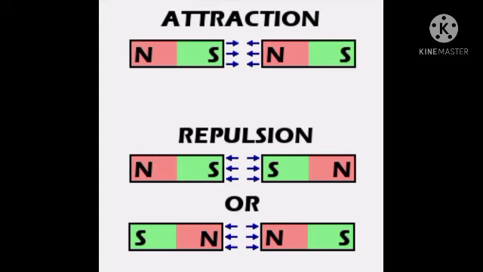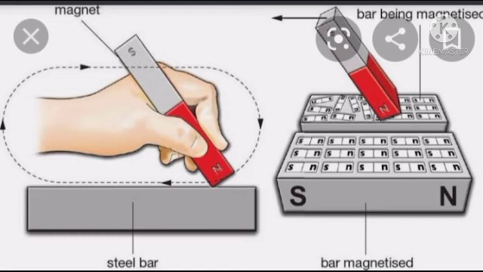What will you see? You will see that when two opposite ends of the magnet come near each other, they start attracting. But if the same poles or the same ends come near each other, they repel. That is, they go away from each other. Okay. Basically students, there is repulsion between like poles of a magnet while there is attraction between the opposite poles of the magnet. Understood?